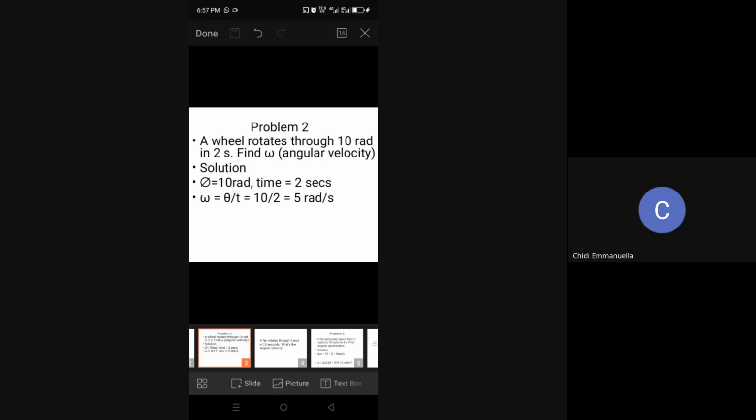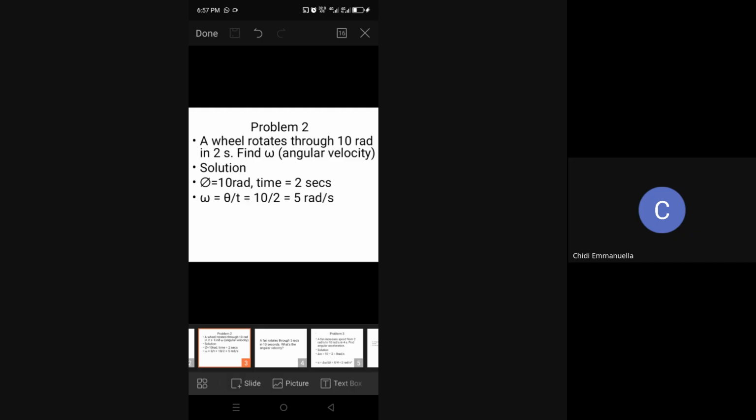Just tell me the formula. Okay, very good. You are going to cross multiply: angular velocity times time equals theta.